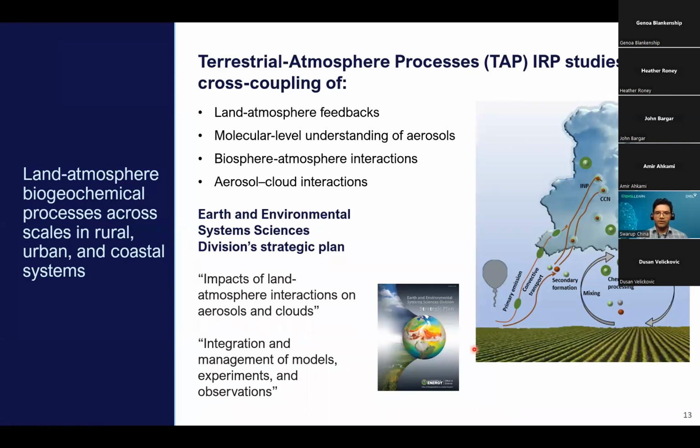These topics are aligned with the Earth and Environmental System Science Strategic Science Plan, which states the impacts of land atmosphere interaction on aerosol and clouds. And this IRP focuses on the generation of data that can be used by the modelers to integrate into a model that has a larger impact of these different processes that we have. And these topics have been developed based on some of the previous workshops that we have had, and also some of the breakout sessions and different PI meetings.